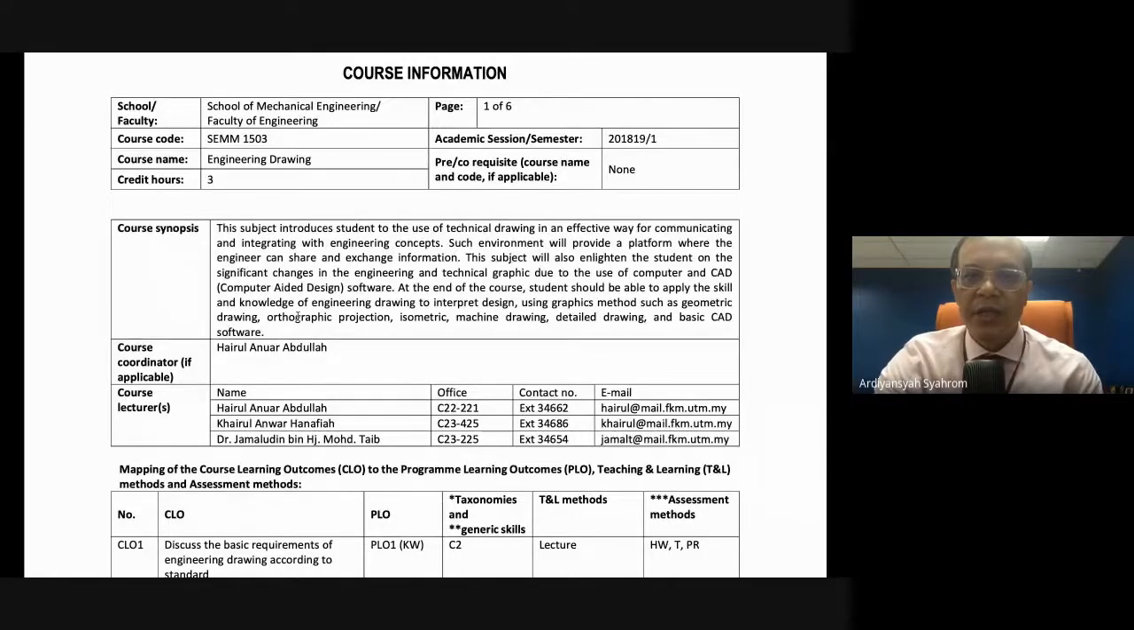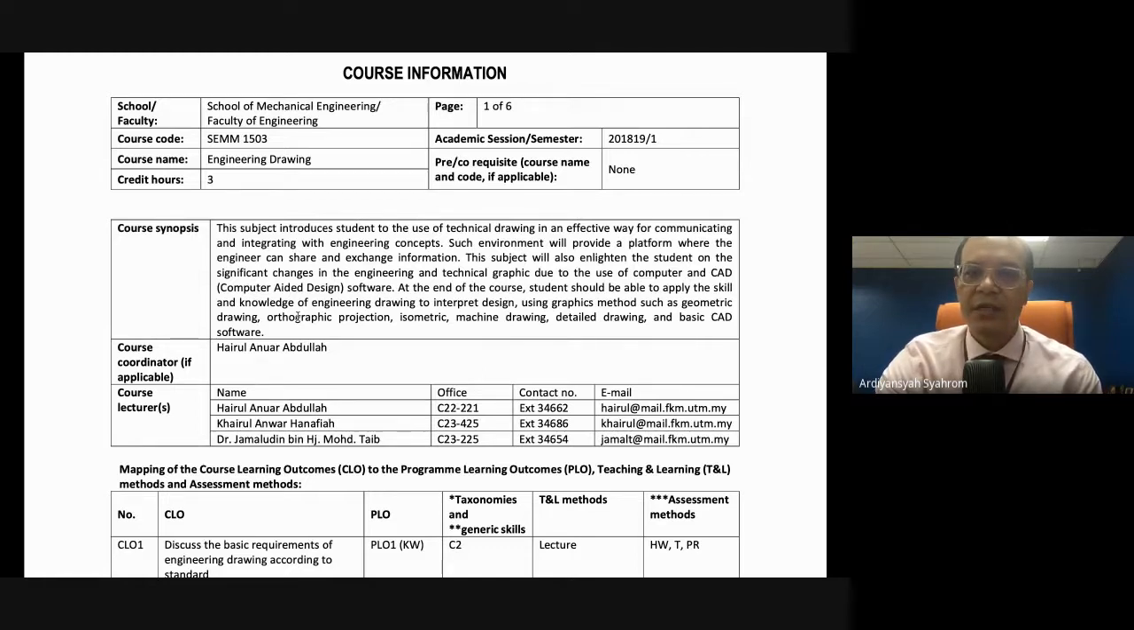Integrating with engineering concepts, such an environment will provide the platform where engineers can share and exchange information. This subject will also enlighten the student on the significant change in engineering and technical graphics due to the use of computers and CAD, computer aided design software.